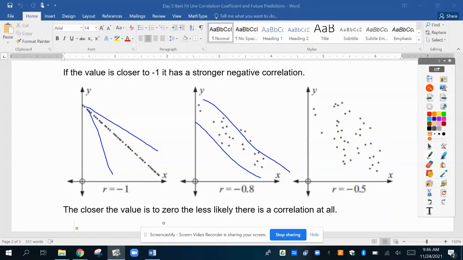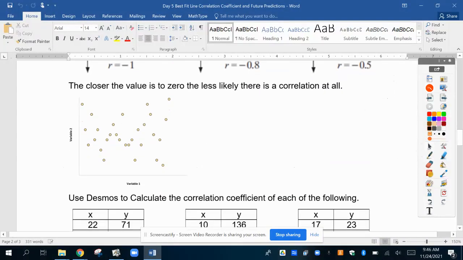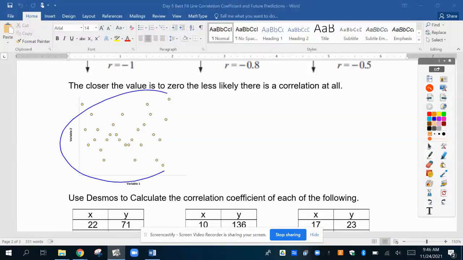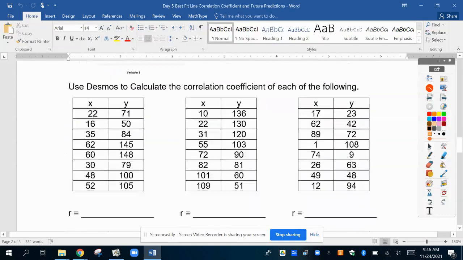And then the further and further we get away from that, the closer we get to 0, okay, the more sporadic, until we do actually get to the middle, and there's nothing here. We don't see anything going uphill or downhill. There are just points all over the place. There doesn't seem to be any trend at all. There's just no correlation.